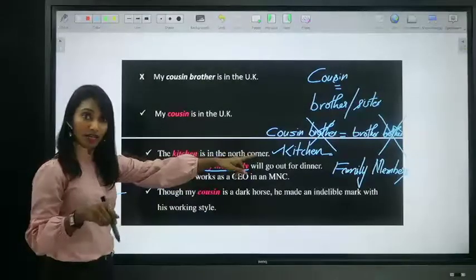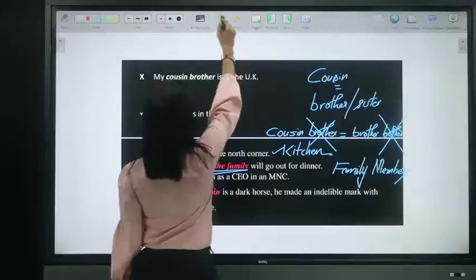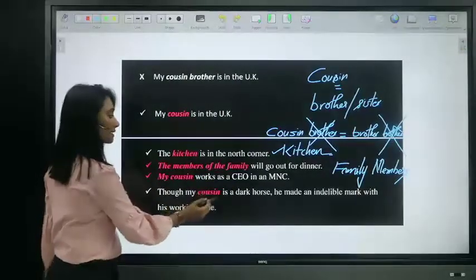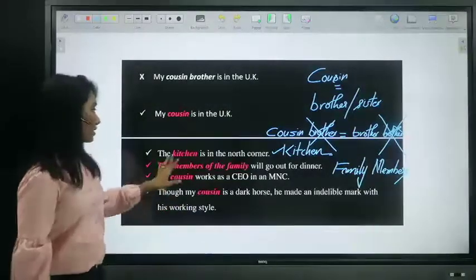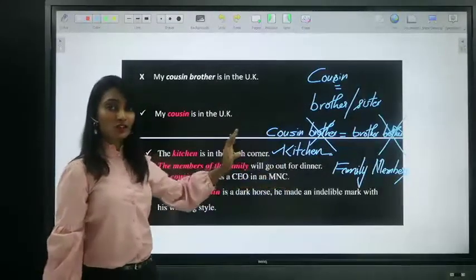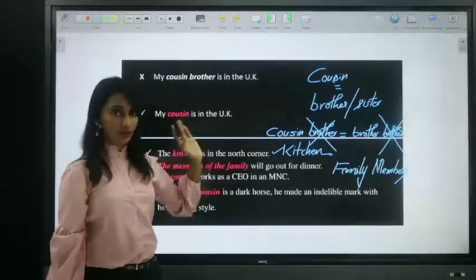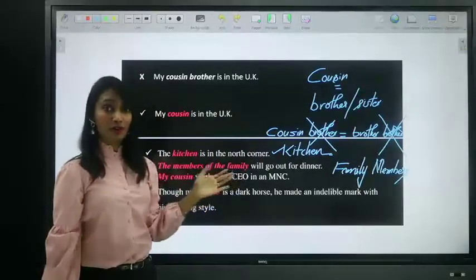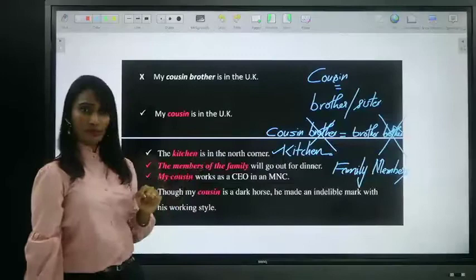If it is a regular meal at home, it is supper. Look at this, my cousin works as a CEO in an MNC. Though my cousin is a dark horse, he made an indelible mark with his working style. So here, cousin, kitchen, members of the family, remember, these should be used appropriately in a formal way. Don't use brother or sister with cousin and twin. Do not use room with kitchen. Do not say family members in formal communication. It should be members of the family. I hope it is clear to you. Shall we move on to the next?